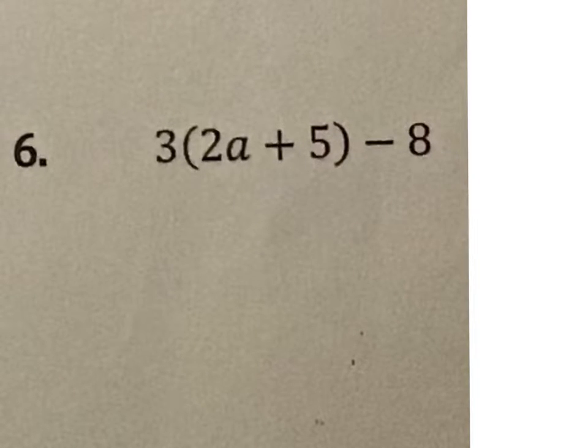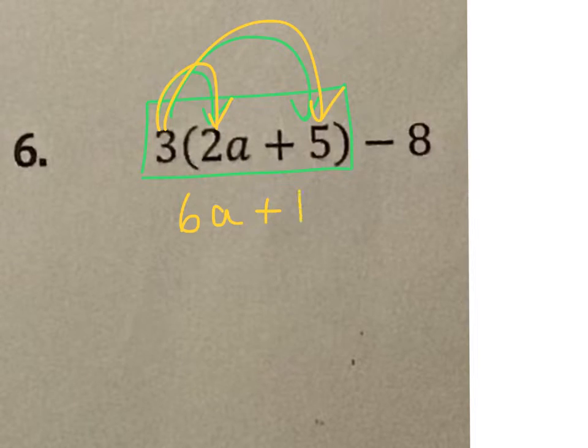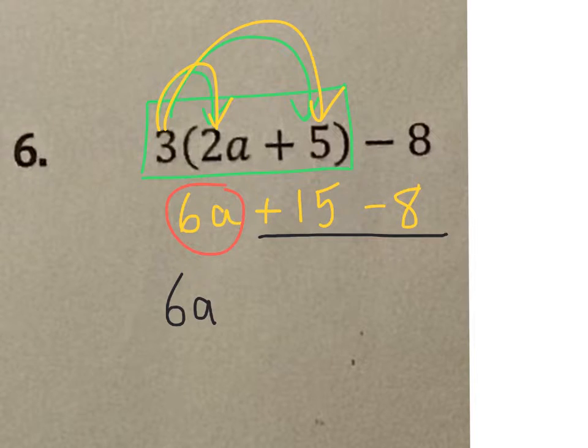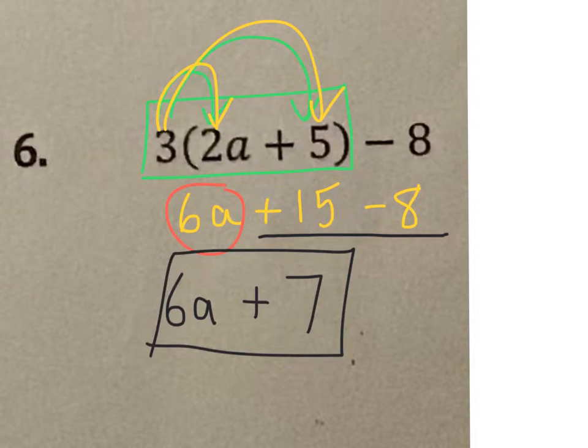Okay, same thing. This 3 can go to the 2 and the 5, but not to the 8. Don't do that. It only goes to what is in the parentheses there. This is separate over here. So 3 times 2 is 6a. Bring down the plus. 3 times 5 is 15, and then write down the minus 8. What can be combined? Can 6a go with anything? No. So the 6a stays. 15 minus 8, which is 7, a positive 7. So this is our final simplified expression.